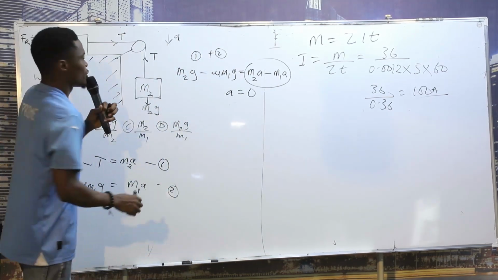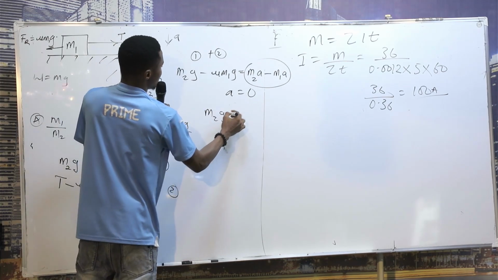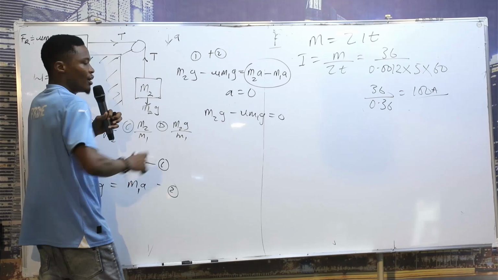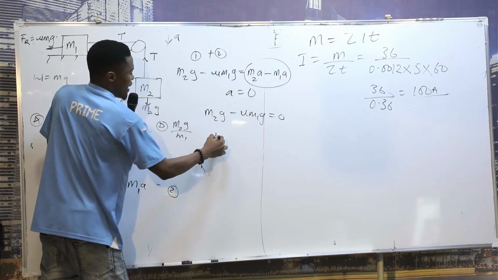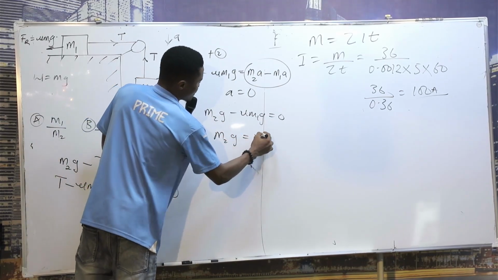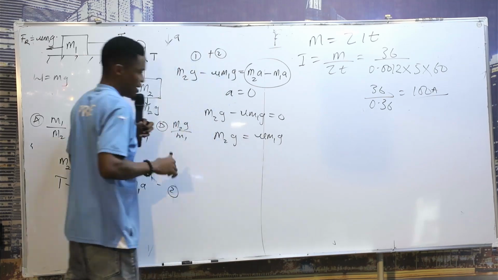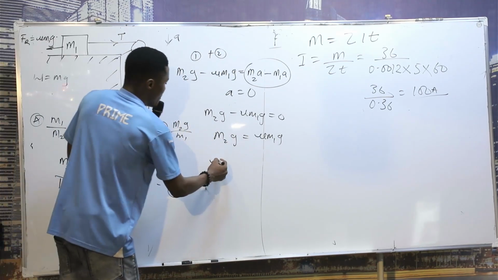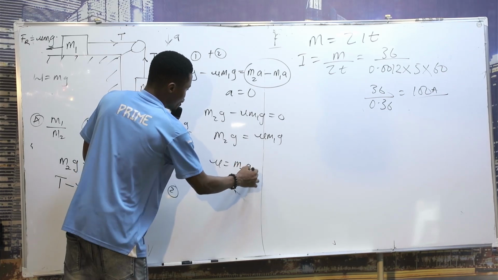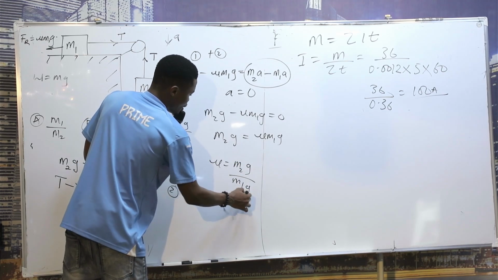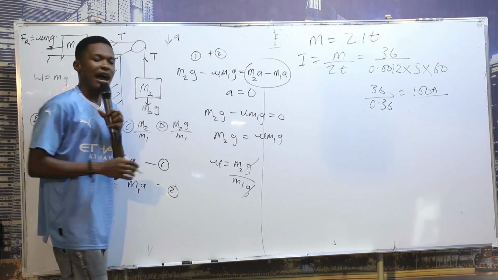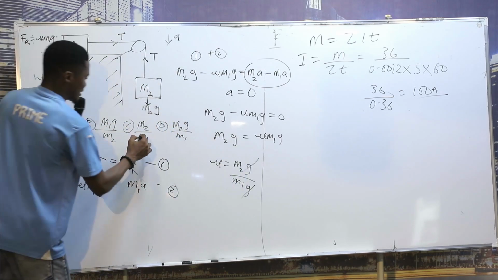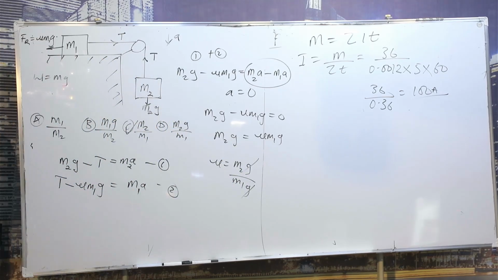So you are left with m2g minus mu m1g equal to 0. Move this guy over. We have m2g equals mu m1g. Then we make mu the subject of the formula, and mu becomes m2g over m1g. Can g cancel g? And we have m2 over m1. That is how we got the answer as C.